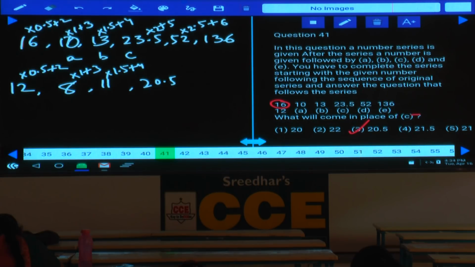Done with this? Now the question is about C. This is A, B and C. The number that is coming in the place of C is 20.5. And this is about question number 41. Then 42.